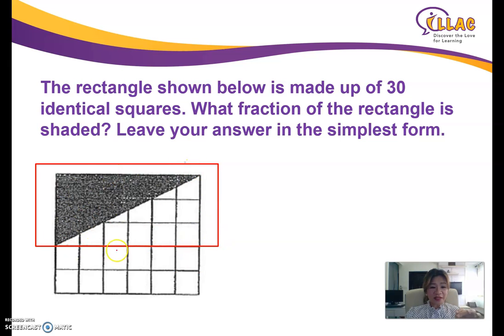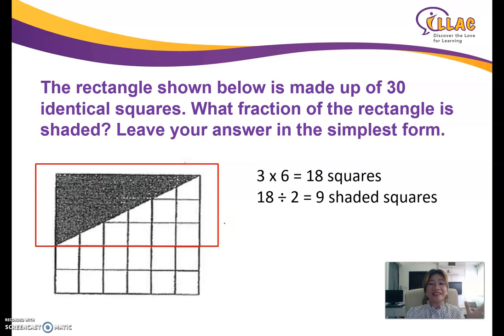And how many squares are there over here? 6 times 3. This is 18. And half of it is shaded. That means 18 divided by 2, there's 9 shaded squares. You see? And out of this 9 shaded squares, there's 30 squares. So what is the fraction that is shaded? 9 over 30. Simplify, divide by 3, divide by 3, 3 over 10, final answer.